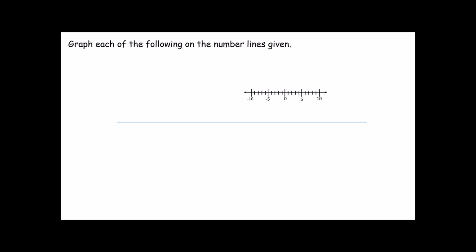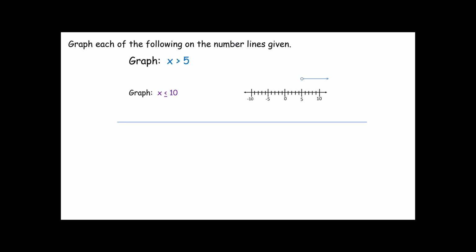I want you to think about something for me. If I asked you to graph x is greater than 5, could you graph that on a number line? Hopefully you realize that x is greater than 5 says, what are all the numbers that are larger or have a greater value than 5? Well, certainly 5 does not have a greater value than itself, so we use an open circle, but everything to the right of 5 on the number line is greater than 5.